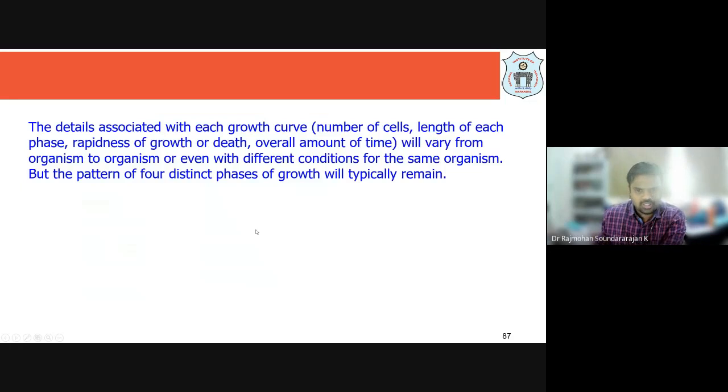Okay, so to explain them in detail, the details associated with the growth curve in terms of number of cells, length of each phase, rapidness of the growth or death, and overall amount of time up to the death phase will vary from organism to organism, even with different conditions for the same organism. Even if the organism is the same, with a different medium the growth curve is going to be different. A small change in pH or temperature or nutrients present in the system will give it its own growth curve.